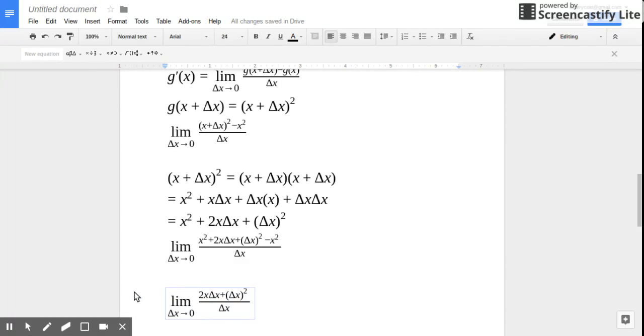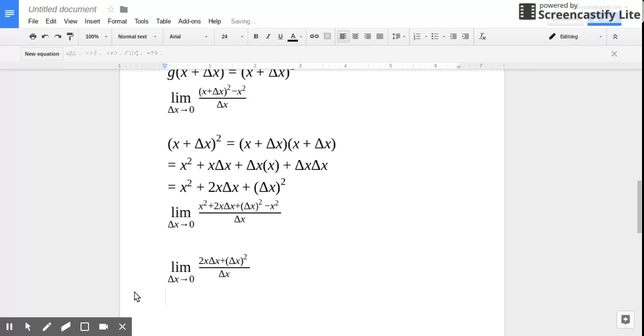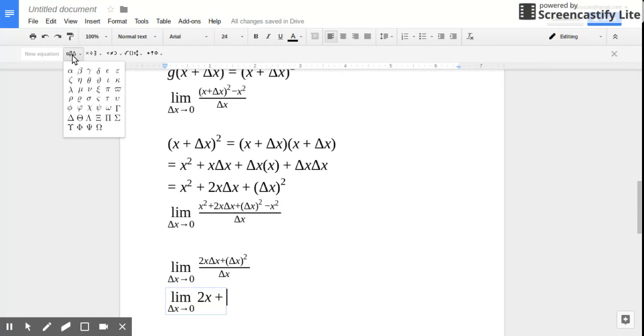Okay. So we're going to rewrite all this. So hopefully you understand when we talk about these intermediate algebra rules, I don't really want to have to spend any time explaining intermediate algebra. All right. So we're going to be left with a 2x plus a delta x. All right. 2x and a delta x.